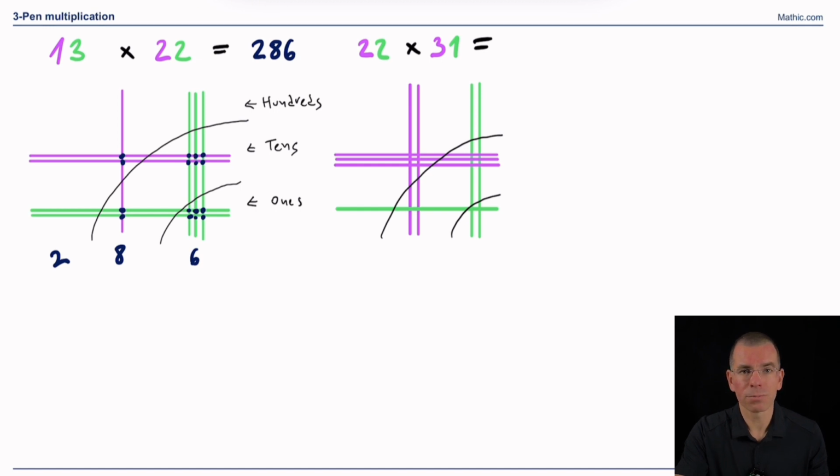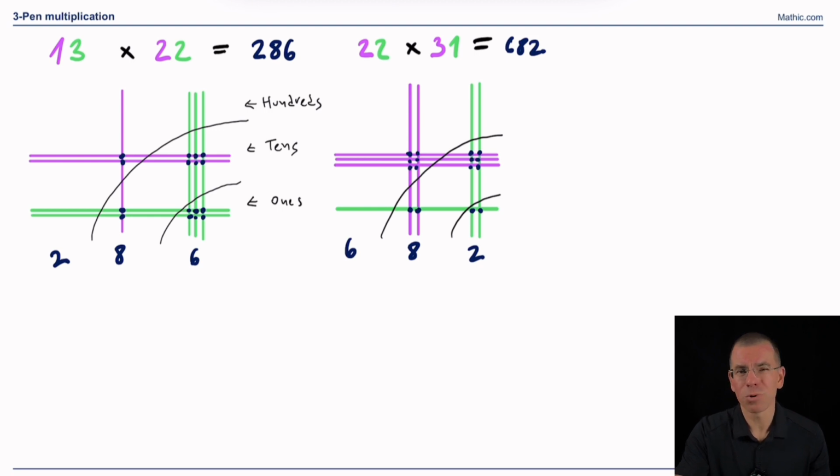Let's start counting from the right bottom corner to the left. There are 2 intersections of green lines, so we have number 2 at the position of ones in the final result. There are 8 intersections of green and pink lines, so we have number 8 at the position of tens in the final result. And finally, there are 6 intersections of pink lines, so we have number 6 at the position of hundreds. To sum up, 22 times 31 is 682.